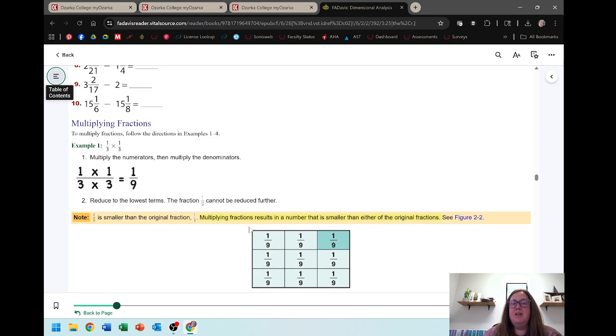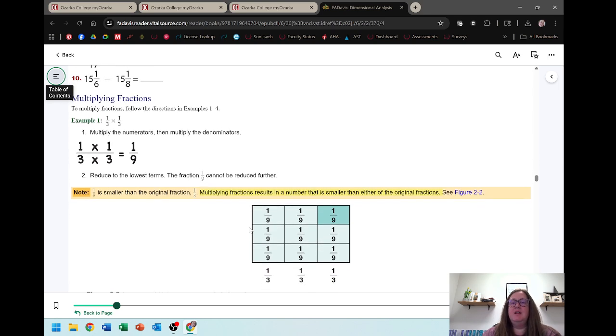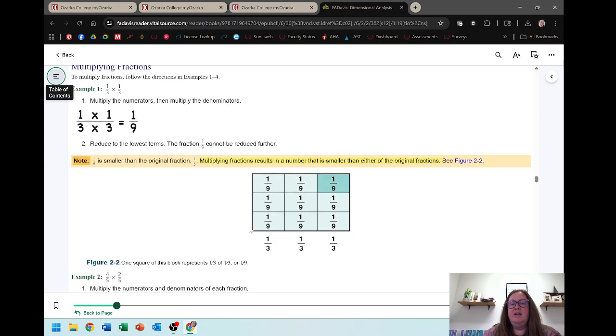So to multiply fractions, we follow these directions. We're multiplying the numerators straight across. We multiply the denominators straight across and reduce to lowest terms. So when we multiply fractions, the yellow box here, it results in a number that's smaller than either of the original fractions. So it might seem a little bit odd because normally when we multiply numbers, we get a larger number. In fractions, it's kind of the opposite. So 1/3 times 1/3 would equate to 1/9.